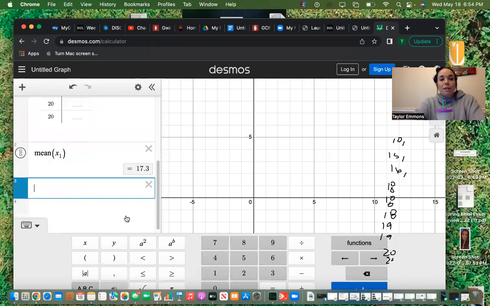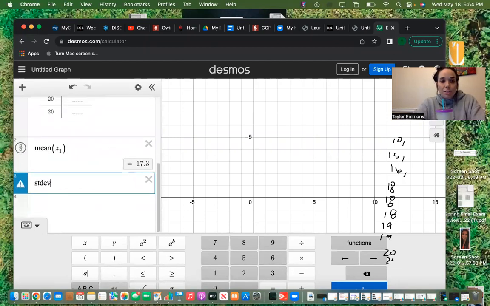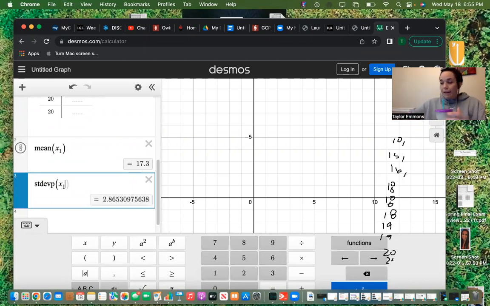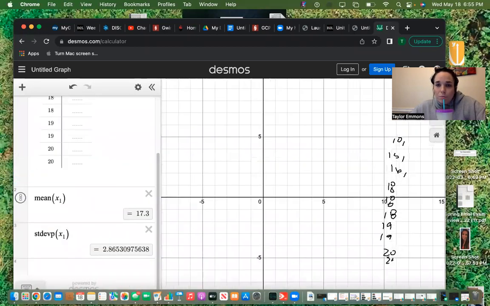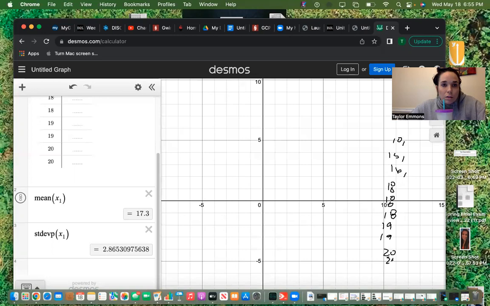And then I'm going to do the same thing for standard deviation. For some reason, Desmos makes you use standard deviation P. And you're going to write that x sub 1. And there it is, 2.87. So I'm going to write those two down. Mean is going to be 17.3 and standard deviation is 2.87.